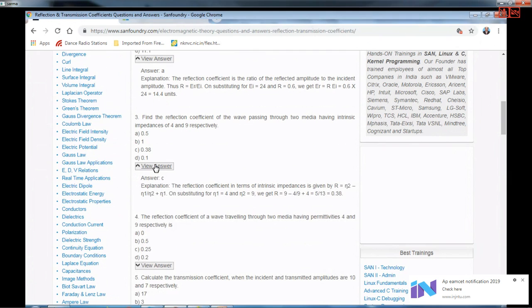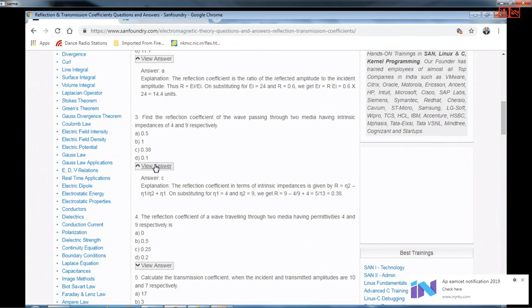See. So eta 2 minus eta 1 by eta 2 plus eta 1. That is ZL minus Z0 by ZL plus Z0 type of things, whatever we have worked out earlier. So you can see 4 and 9. So it is 9 minus 4 by 9 plus 4. Why 9 minus 4? Why not 4 minus 9? Okay. So we are taking that the medium where the wave is already traveling has an intrinsic impedance of 4, and the medium into which the wave is going to enter is going to have an intrinsic impedance of 9. That's the understanding we get from this.